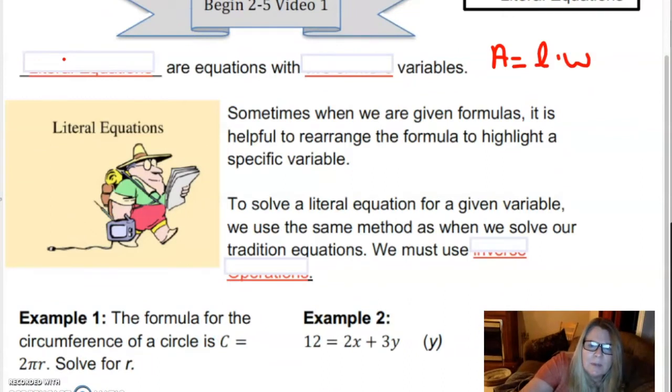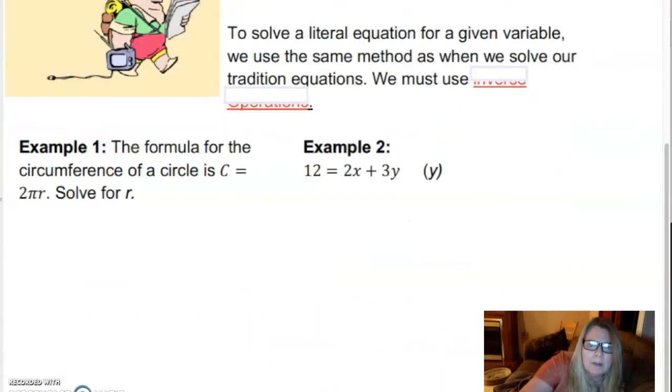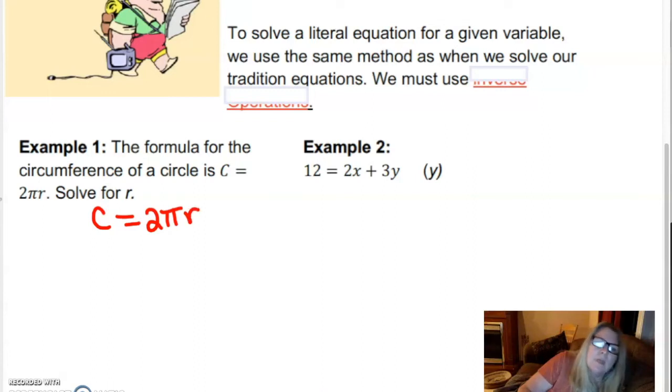Let's look at example number 1. Let's make a little bit more space here to work with. It's the formula for circumference. The formula for circumference is C is equal to 2 times pi times the radius. We want to solve or rearrange this equation so that r is by itself. So we're going to solve for r.